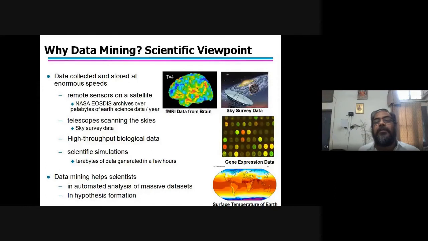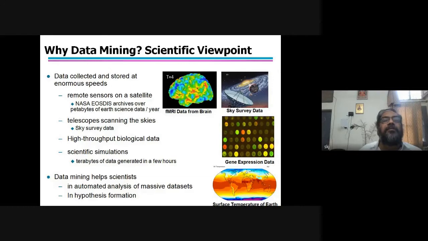Now, this shows a few applications of data mining in the scientific world. Here some pictures are shown: MRI of brain, so the picture has data. Similarly, sky survey data. In the sky, we have many stars, many galaxies. A few are known and many are still unknown. So the pictures can be analyzed and we can use data mining there also to gain some knowledge. Gene expression in biology, where gene expression data can be used. Then surface temperature of Earth.